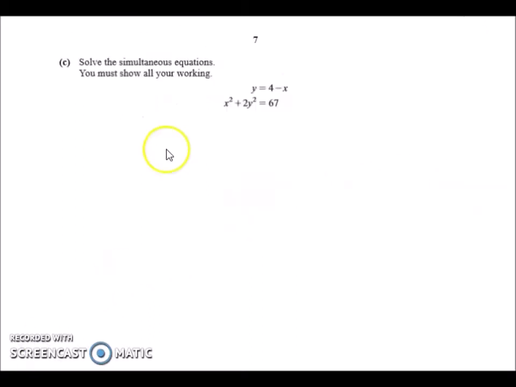We move to the next question. So here we'll be doing the last question, 4C. Here we have to use the substitution method. y equals 4 minus x. So we copy the second equation, equals to 67, and you can see here the y, this is the first equation, is y here, we substitute inside.